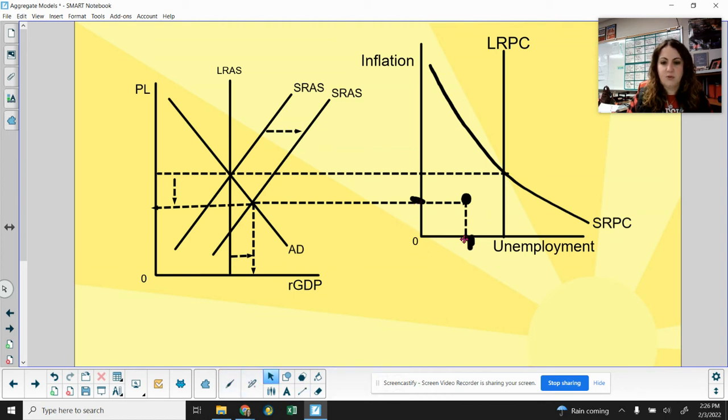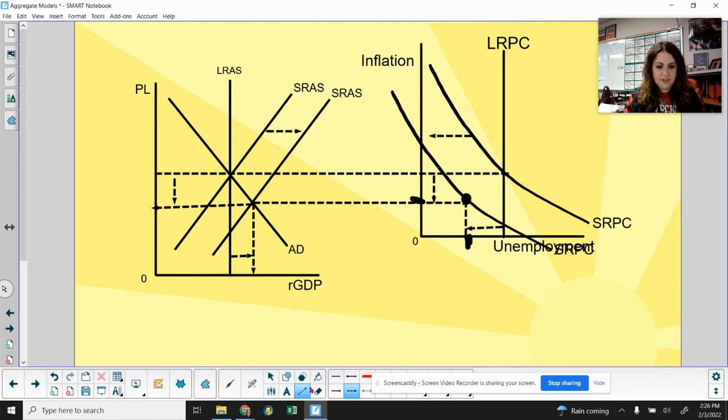Prices are falling and unemployment is falling. How could you have a point there? Well, that's because you actually have a shift in the Phillips curve. And so when aggregate supply shifts to the right, prices are falling, which is inflation, and unemployment is falling. So you will have a leftward shift of the Phillips curve. So the Phillips curve is actually going to shift to the left with lower prices and lower unemployment.